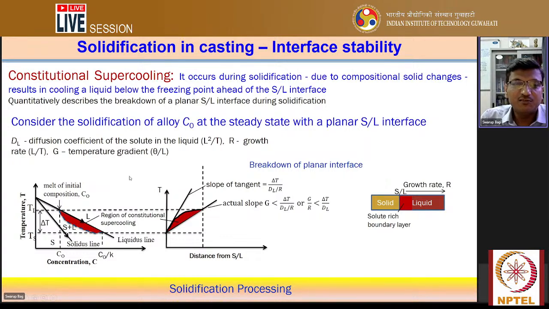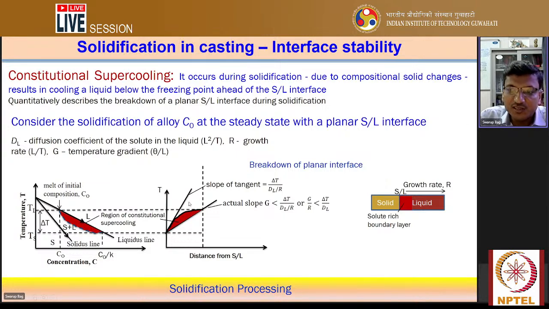But before that, let us try to understand what G and R are. These are the two solidification parameters. R is the growth rate and G is the temperature gradient ahead of the solid-liquid interface. And DL is the diffusion coefficient of the solute in the liquid phase, with dimension L squared by T, that means diffusion length squared over time, T being time. R has dimension L by T, where L is the length scale and T the time scale, and the temperature gradient is temperature by length scale, theta by L. So these are the dimensions of R, G, and the diffusion coefficient of the solute in the liquid phase.